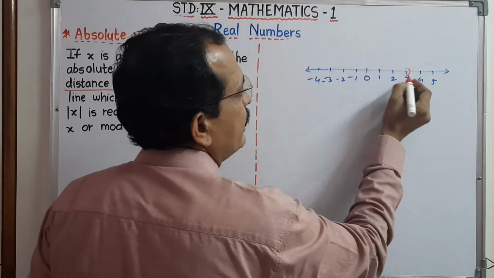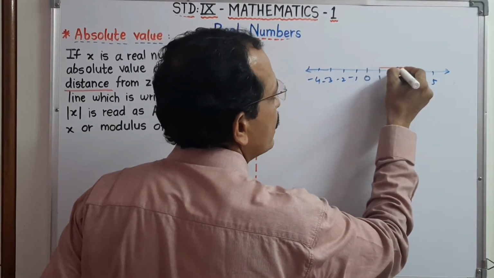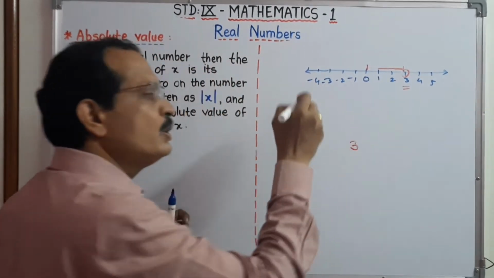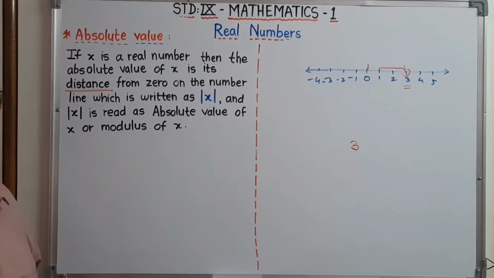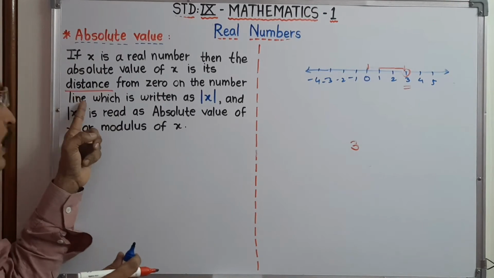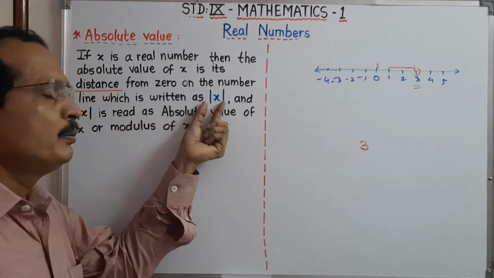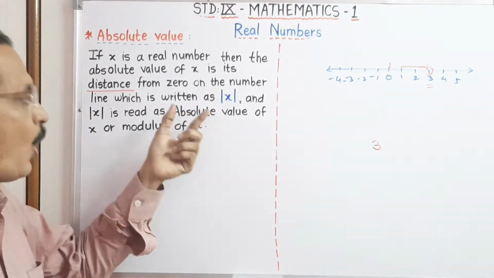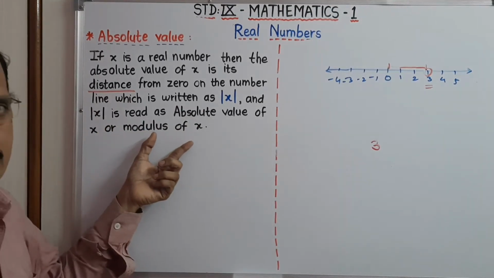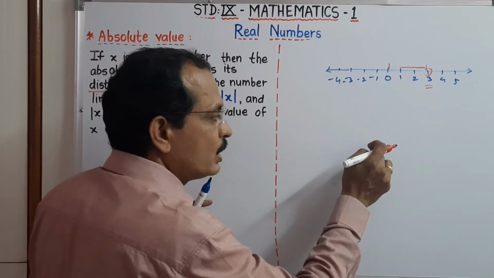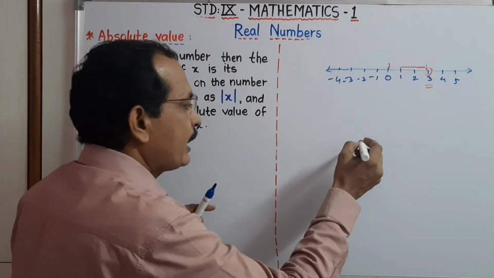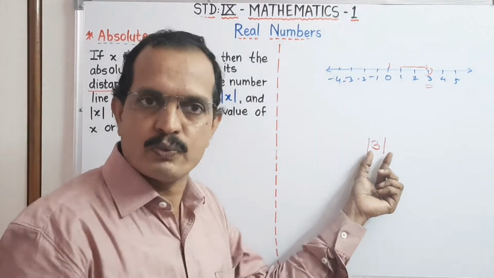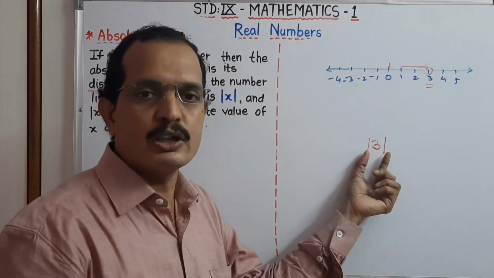It is the distance of that number from the 0. Now this is 0 and here it is 3. This is 1, this is 2 and this is 3. That means the distance of that number from 0 is 3. Therefore, the absolute value of 3 is 3. Now, here, the absolute value of x is written by using this symbol, and that is read as absolute value, or it is also read as modulus of x. Now see, if I want to find out the absolute value of this 3, then I write it like this. And it is read as absolute value of 3. It is also read as modulus of 3.